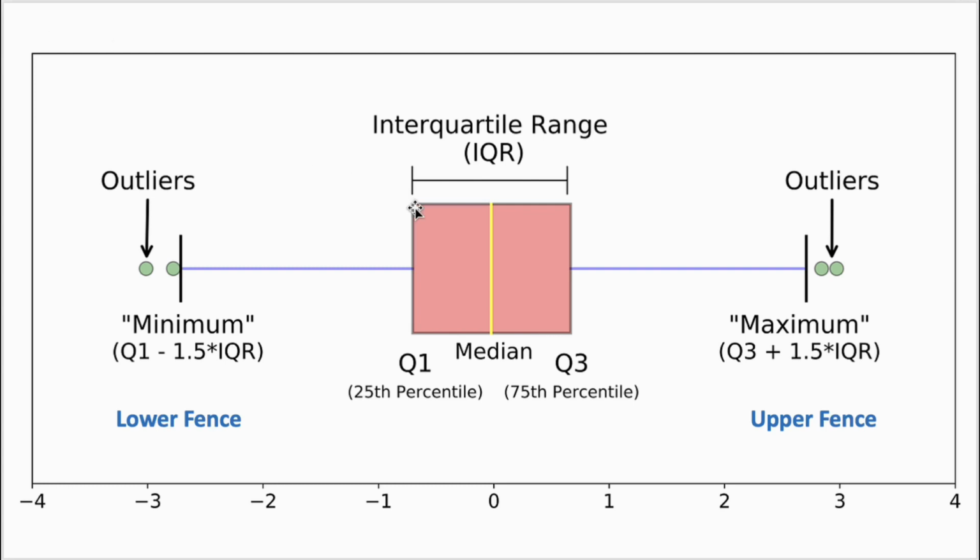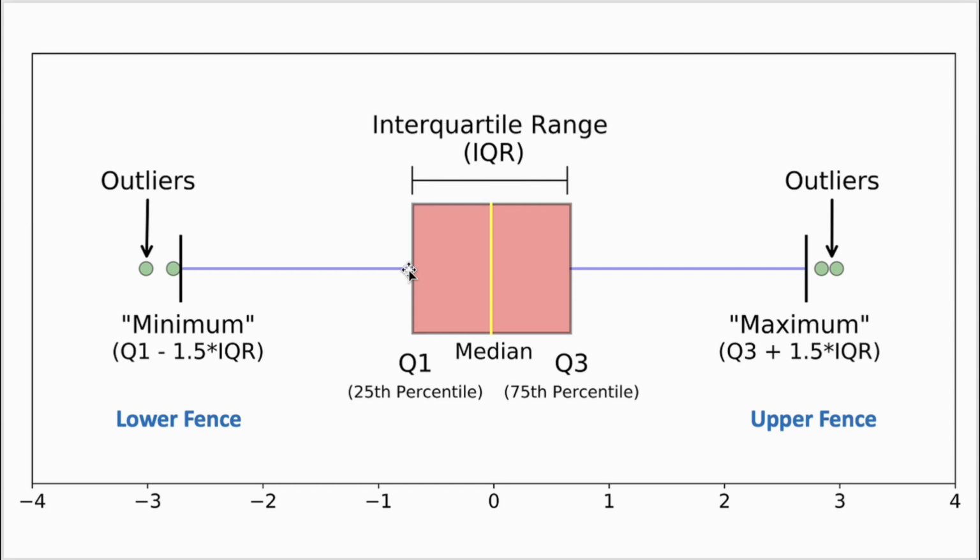Previously, we saw that the box was made up of the lower quartile and the upper quartile, they're the hinges, and the median is the 50th percentile. It's right in the middle. So we have the first quartile, which is the 25th percentile, Q3, the 75th percentile, and now we've added these whiskers.